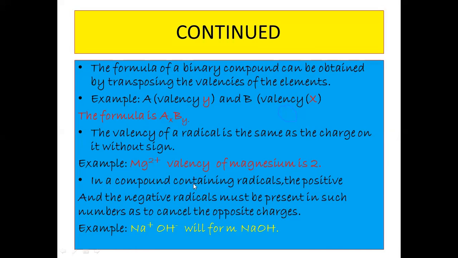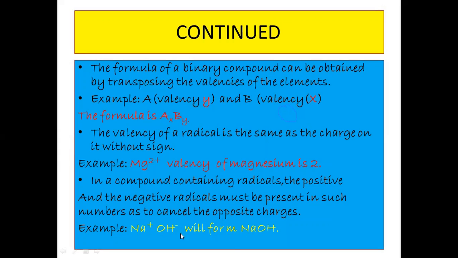Now, in a compound containing radicals, the positive and the negative radicals must be present in such numbers so as to cancel the opposite charges. Suppose this is a compound, sodium hydroxide. It is formed from two radicals, that is Na+ and OH-. My dear students, you might be wondering, this radical has the valency +1, right? The valency is only 1. And why is it only 1? Because it has only one positive charge.